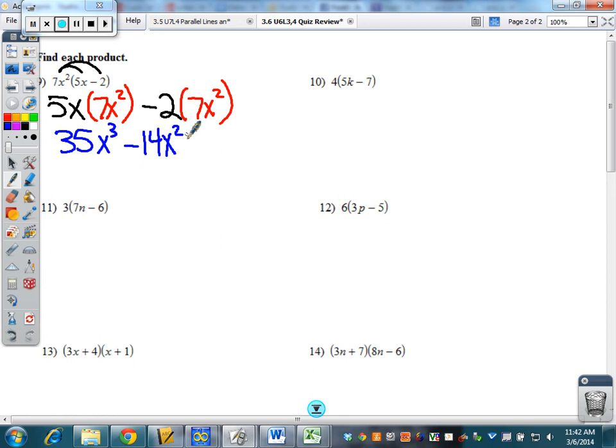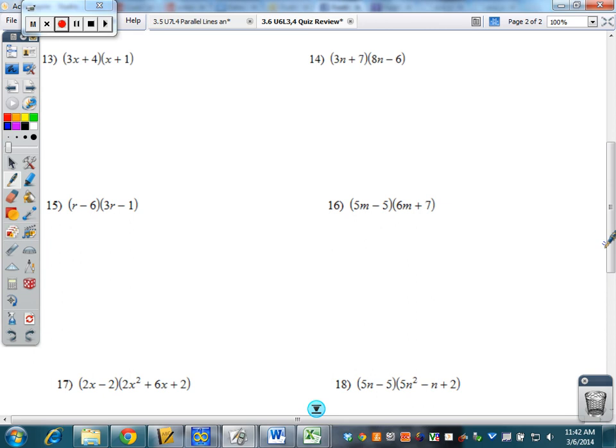This one's a little bit easier. 4 times 5k, 20k, minus 28. These were a little bit easy. I didn't realize these were so easy. We'll have to kind of change them up a little bit.